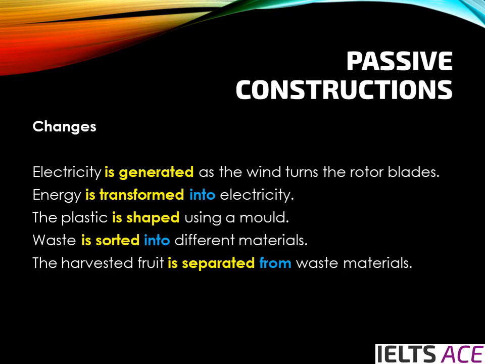And the harvested fruit is separated from waste materials. So, as we said, this process of harvesting is where you collect the thing that you need. And of course, when you're doing that, you might accidentally also collect some leaves and other things that you don't actually need. So you need to separate the bits that you actually need.